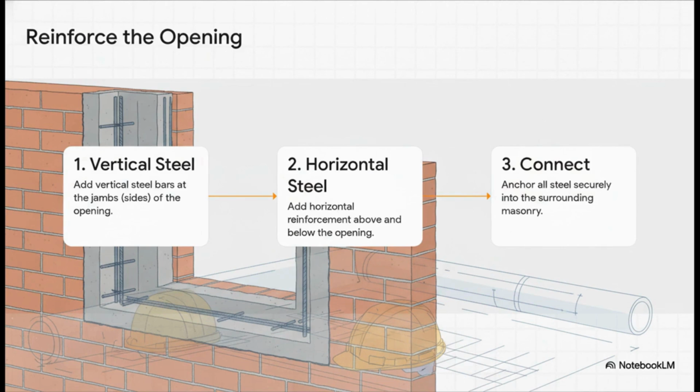If your window is too big or too close to a corner, you are required to strengthen it. As this illustration from the code shows, you have to build a reinforced concrete frame with both vertical and horizontal steel directly into the masonry around that opening. You are literally replacing the strength you took out of the brickwork with the tensile strength of steel.